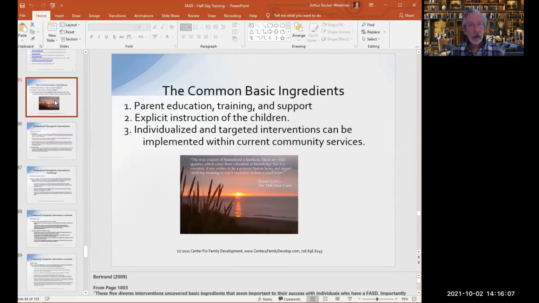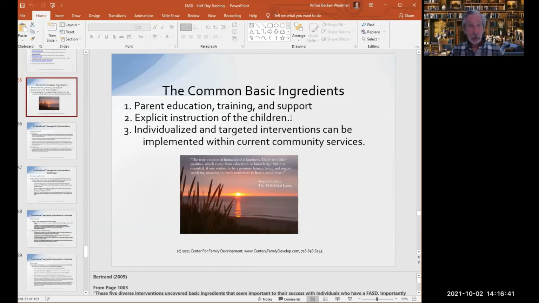The next set of slides talk about some programs that are evidence-based, and what they all have in common: parent education, training, and support. Okay, we're not treating the child so much as we are treating the family and helping them put in place activities and interventions that will help the child be more successful and help them feel better about themselves as parents.